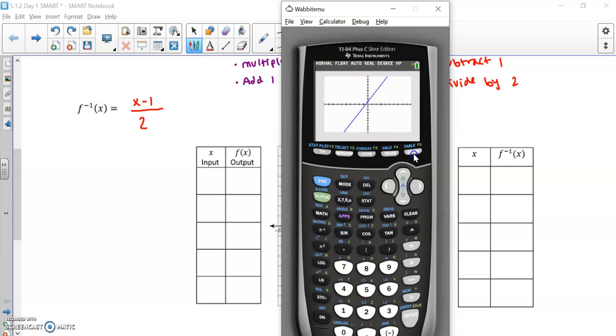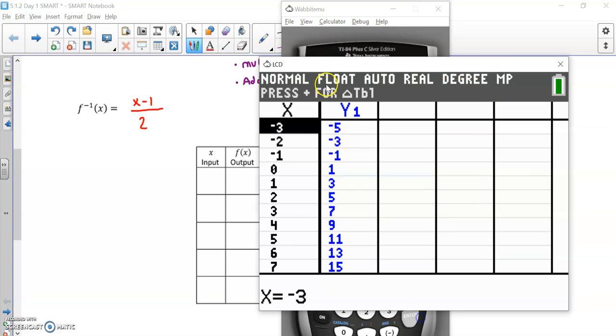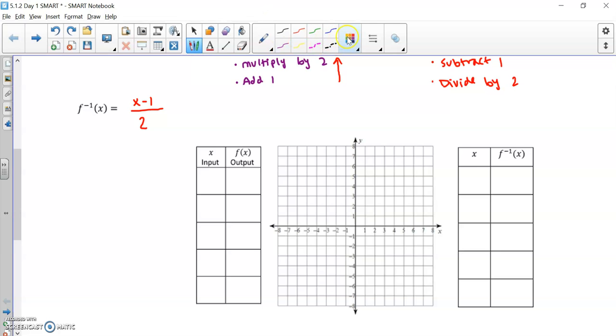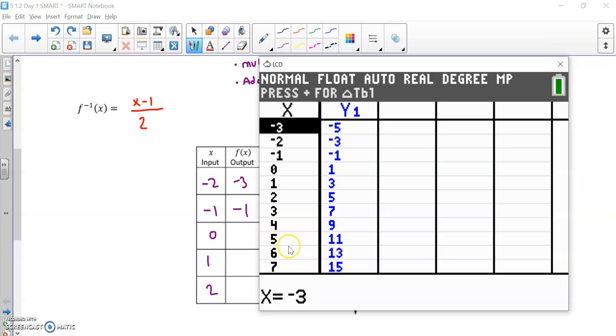Press second graph for the table. And let me make this big. So here we have some good values. Let's take this from -2 to 2. So we have -2, -3, -1, -1, 0, 1, 1, 3, 2, 5.